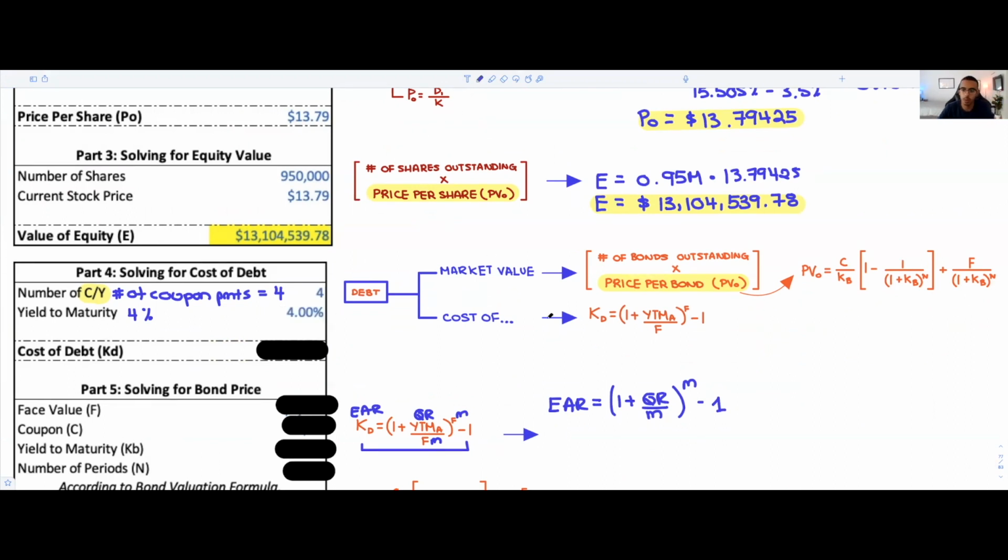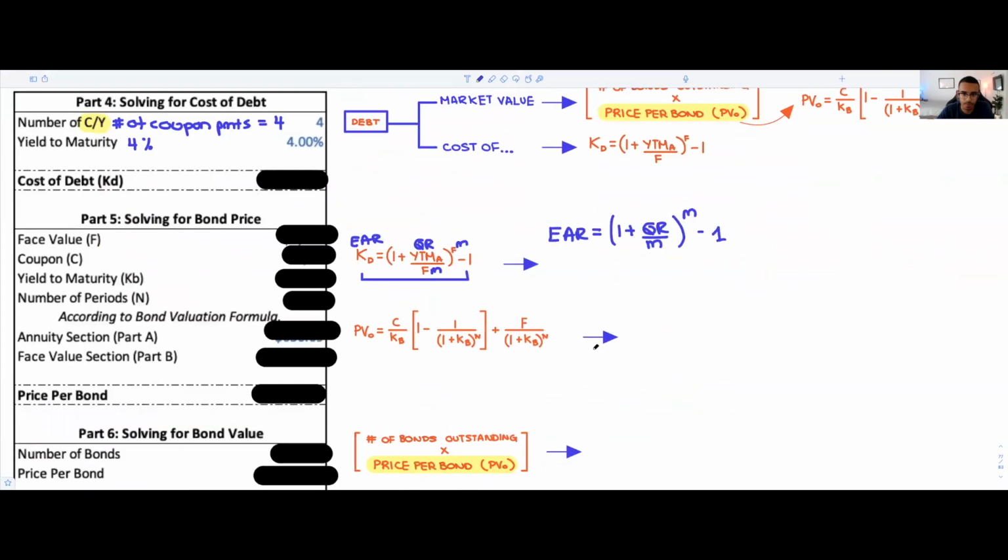So with that, we're going to be able to solve for our KD. It's going to be a walk in the park. So KD is going to be equal to 1.01, because we're taking 4 divided by 4, to the power of 4 minus 1. And that's going to give you, I could literally do it with y'all on my calculator. 1.01 to the power of 4 minus 1 times 100, because we want a percentage. We're going to get KD is equal to 4.06. That's so ugly.